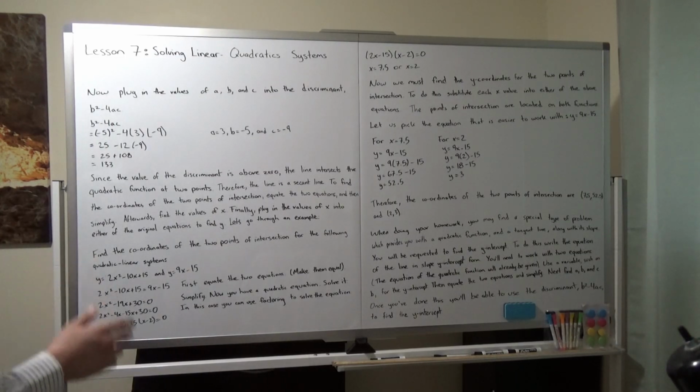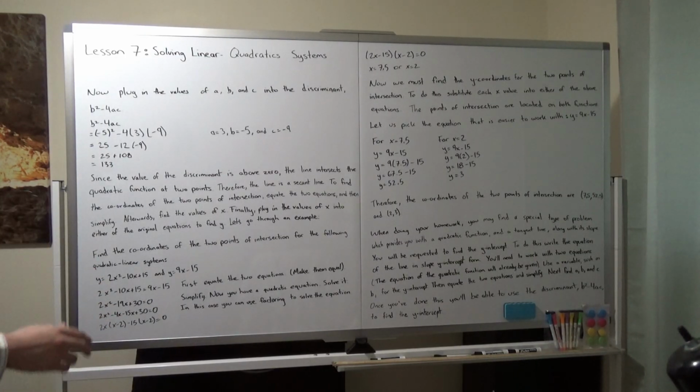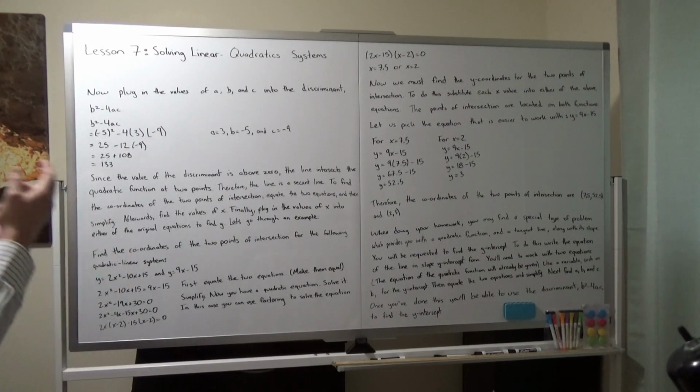So because the discriminant is positive, the line has 2 points of intersection with the quadratic. Therefore the line is a secant line. To find the coordinates of the 2 points of intersection, we equate the 2 equations and then simplify. Afterwards we find the values of x.